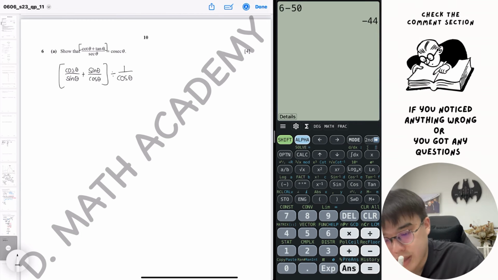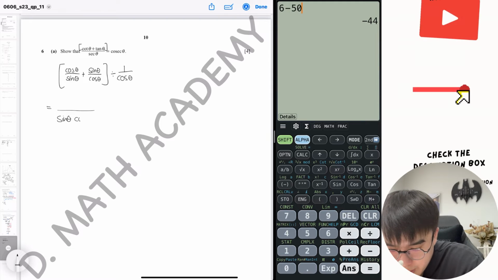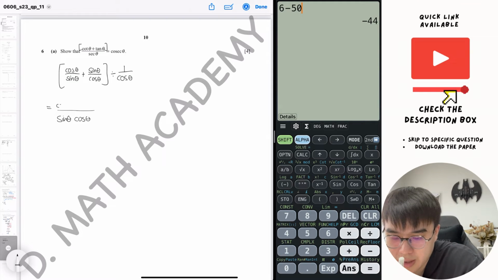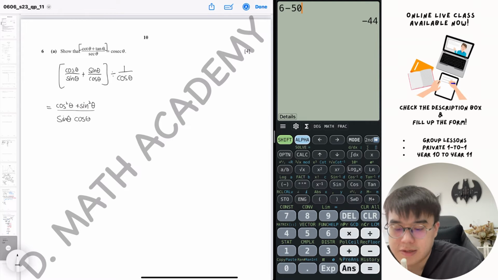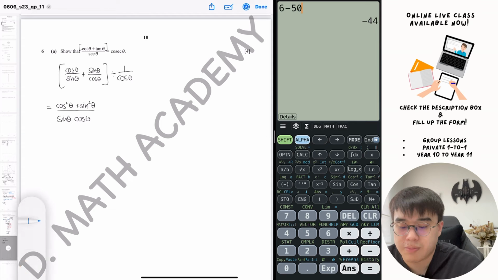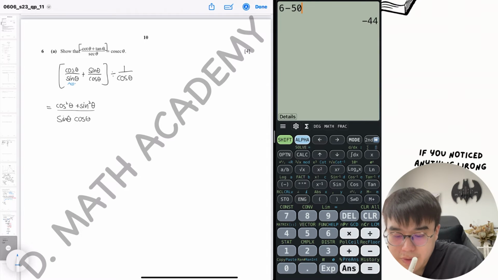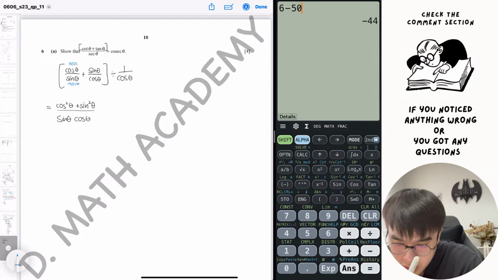Okay, to continue to solve this further, I rearrange them, making it like this so that I have cosine squared theta plus sine squared theta. Okay, each of them will be multiplied by their respective values.